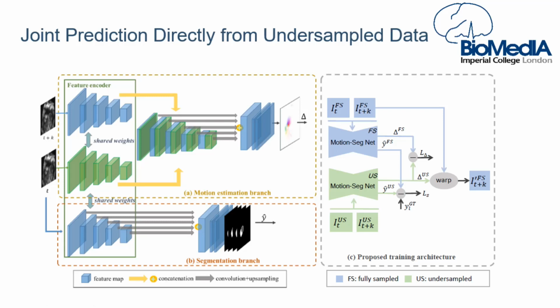One is a fully sampled motion segmentation net. This is the blue one, which is a well-trained motion segmentation net that mainly works as a supervision for the undersampled one. And the second one is the green box, which is for the undersampled data. This part is what we want to train.